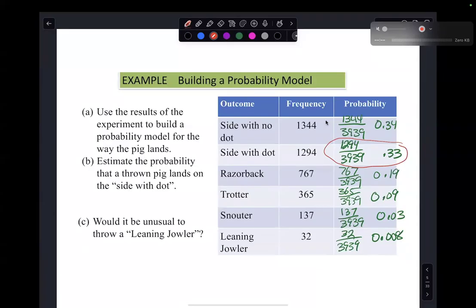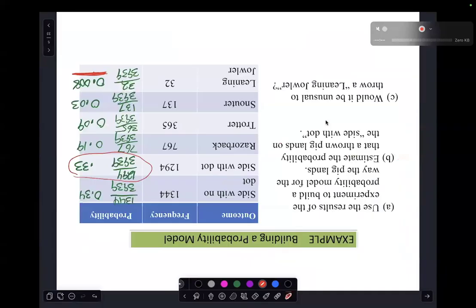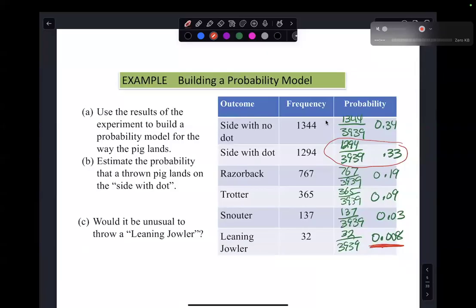So take a look at leaning jowler right here. The leaning jowler happens just under 1% of the time. Therefore, it is unusual. It would be unusual to throw the leaning jowler. So anything less than 5% of the time is unusual. Same thing with the snouter. The snouter's 3%. Therefore, it would be unusual as well. Questions on that?